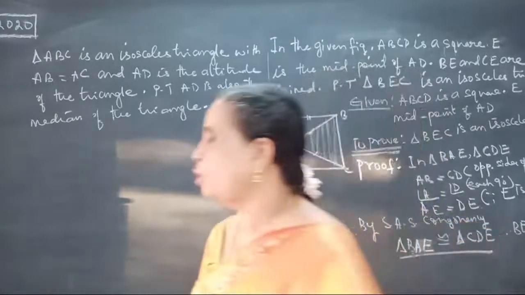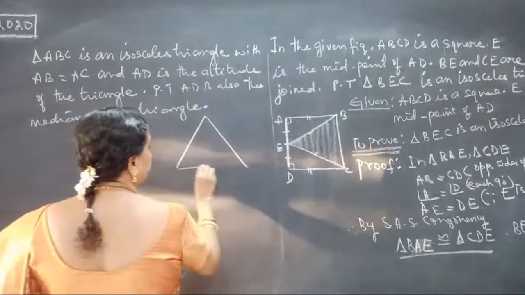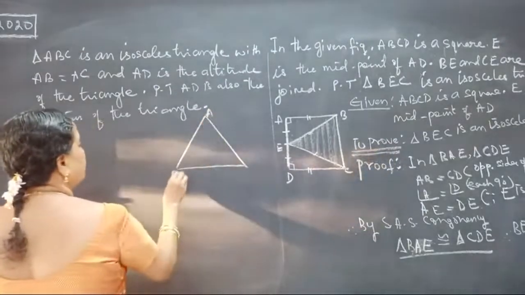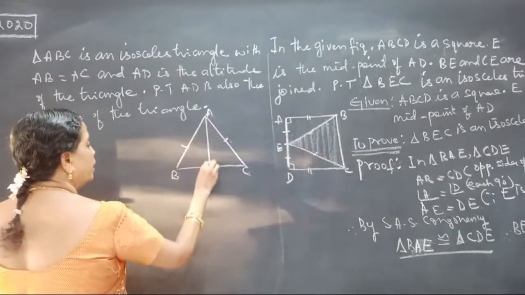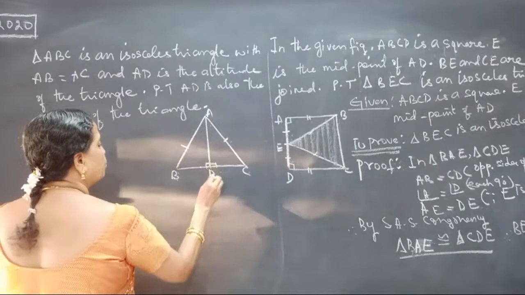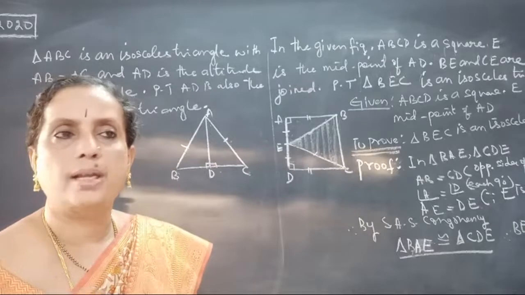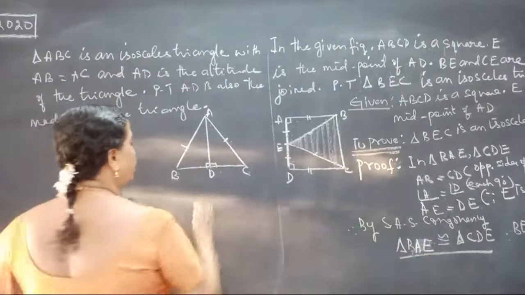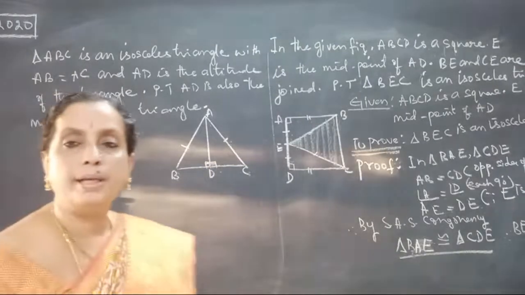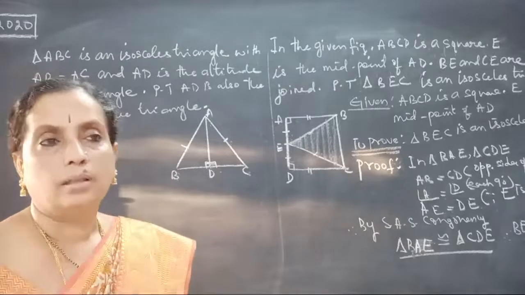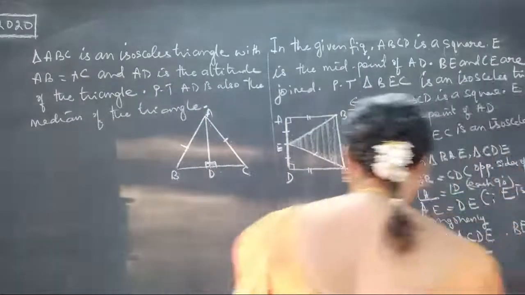Okay? So now draw the figure of an isosceles triangle ABC with AB equals AC. AD is the altitude. They didn't mention it is a perpendicular bisector. It is just an altitude. That means we consider only its 90-degree part. And if you prove that BD is equal to CD, then we can say the altitude AD is also the median of the triangle.